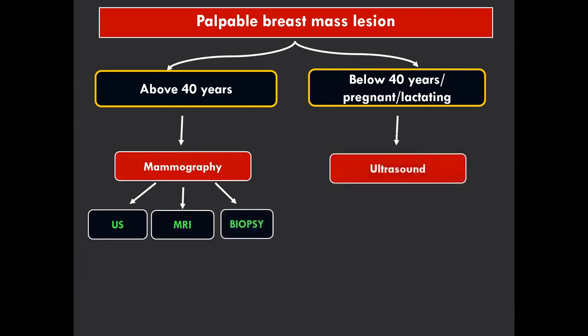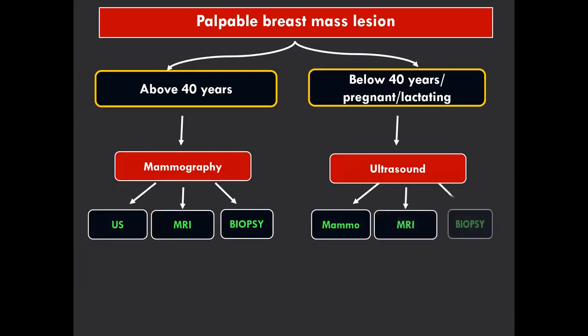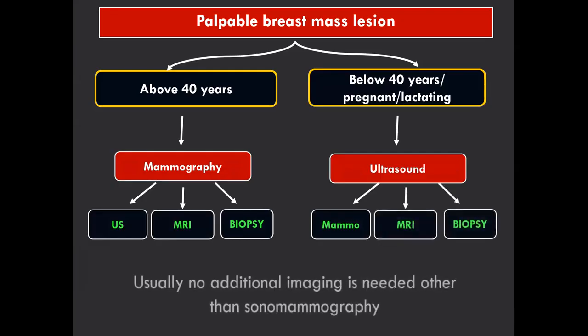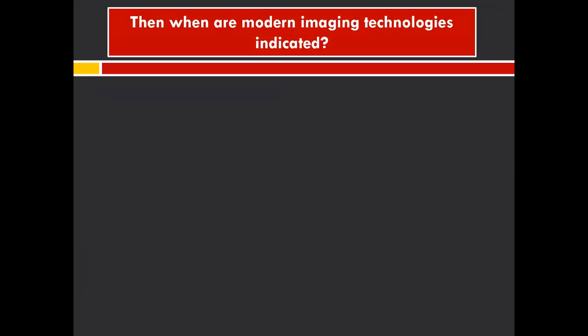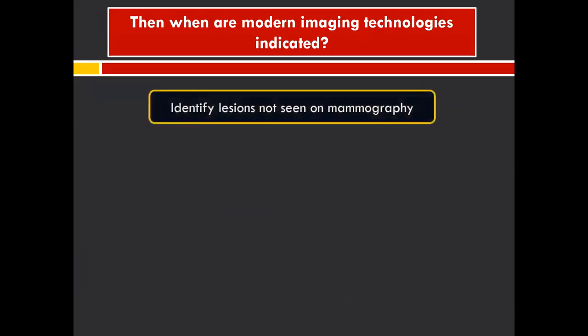Less than 40 years, we usually start with an ultrasound, which might be complemented with mammography, MRI, and biopsy. But usually, no additional imaging is needed other than sonomammography. Then, modern imaging technologies are indicated whenever we have a palpable breast mass lesion.